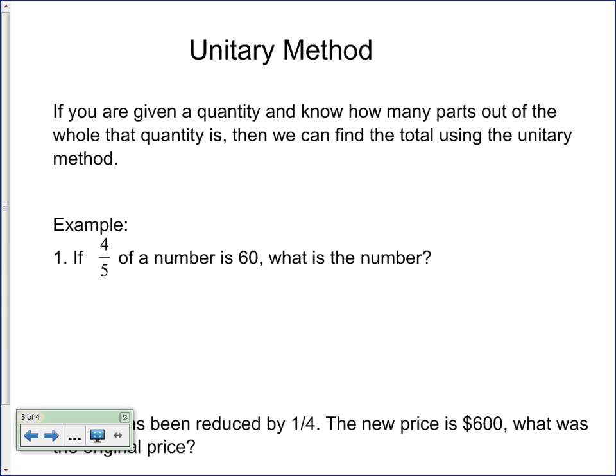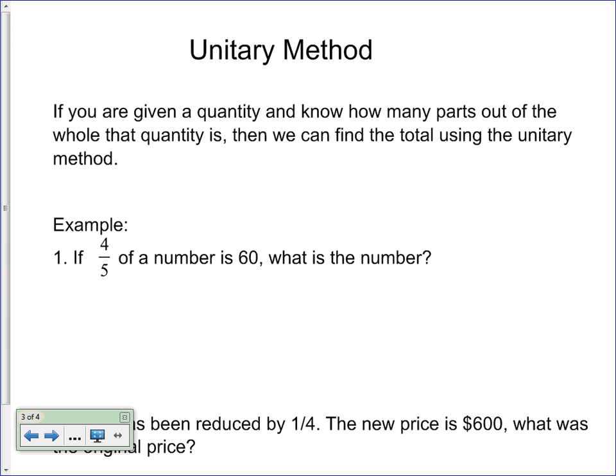method. The idea is, if you're given a quantity and know how many parts out of the whole that quantity is, for example, you might be given that 50 kilograms is half of some quantity, or 30 liters is one third of the quantity. So you're given a fraction and an amount. Then there's a very simple way to find the total amount. If you have a fraction of a total, you can work out what the total is by using the unitary method, which involves finding what one part is out of the total, and then multiplying that by however many parts you need to find the total.